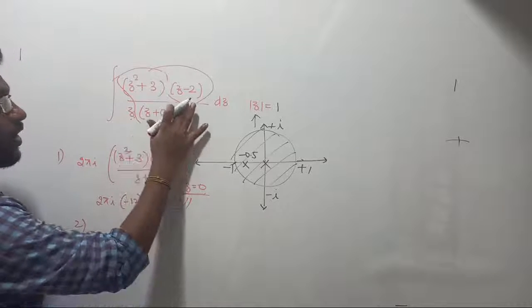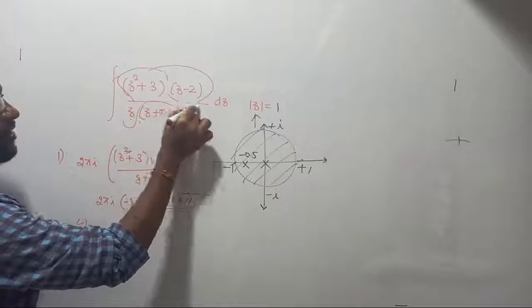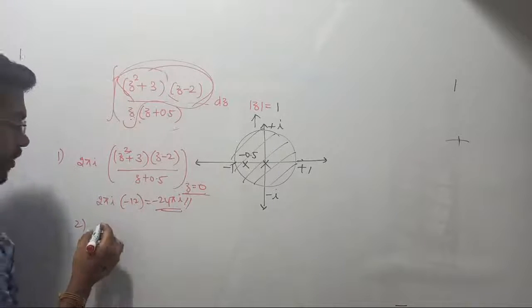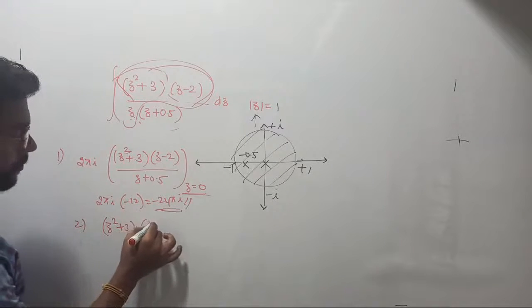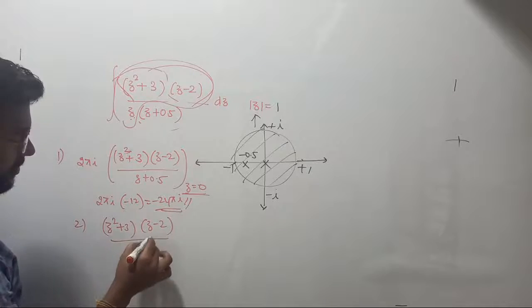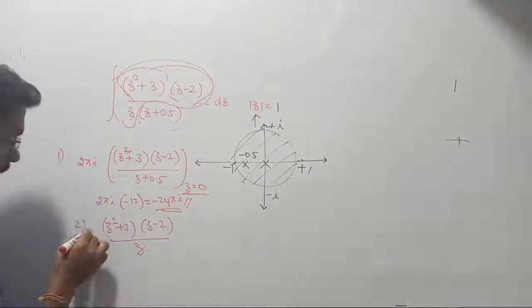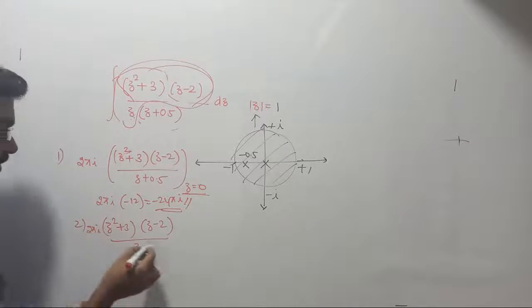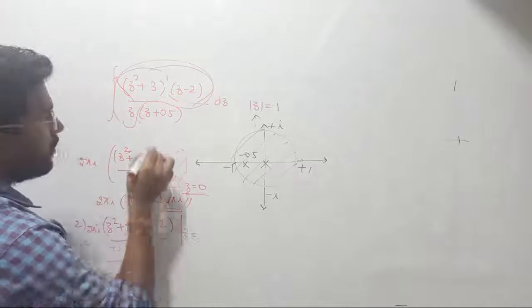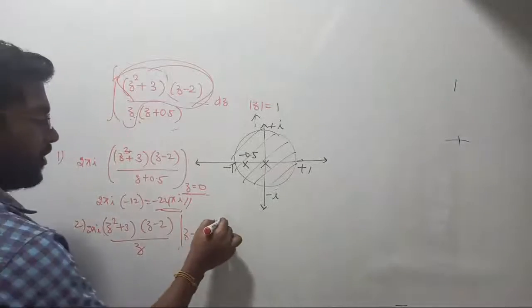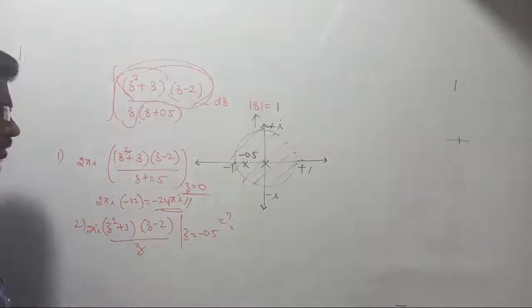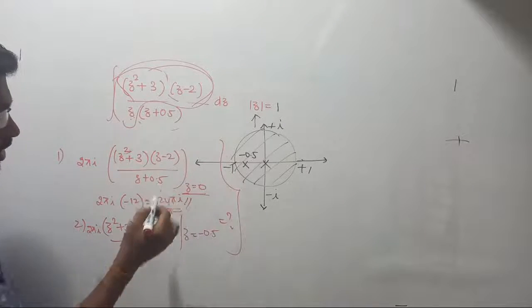Which pole are you going to remove? 0.5. So you should not consider that one, consider all the others, right? So the remaining terms are z square plus 3, z minus 2, divided by z, multiplied by 2 pi i. Which pole are we going to remove now? z plus 5, in the sense z equal to 0.5. Just substitute z equal to 0.5, you will get the answer. Clear? Then just do it by yourself and club them together in order to find the total value.